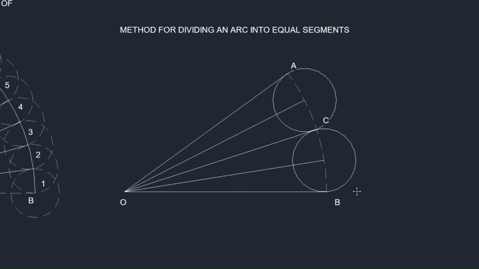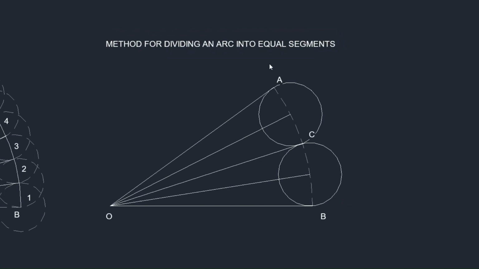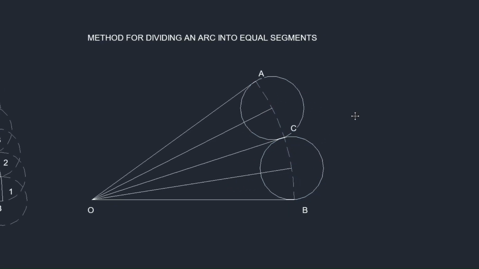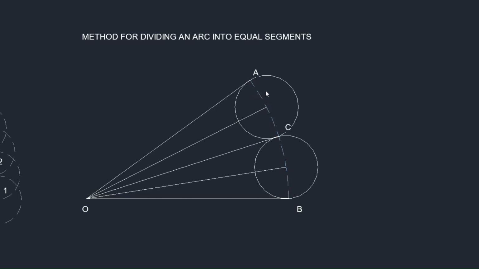Here's a method on the right. This is a method for dividing an arc into an equal number of segments. So you could divide it into 2 segments or 4 segments or 8 segments. Any equal number of different segments, you would use this method here.